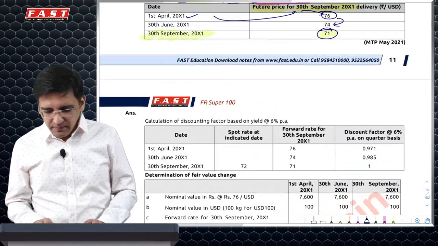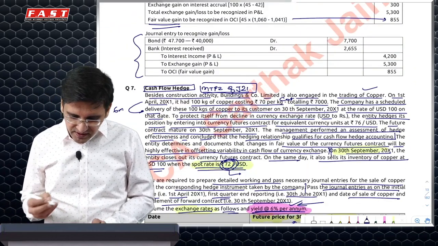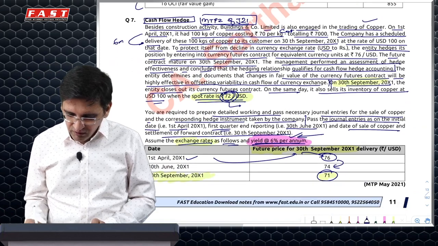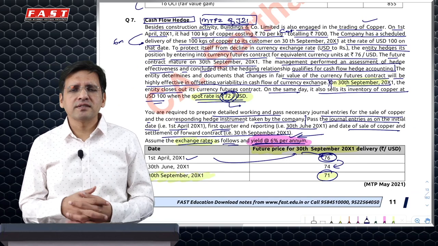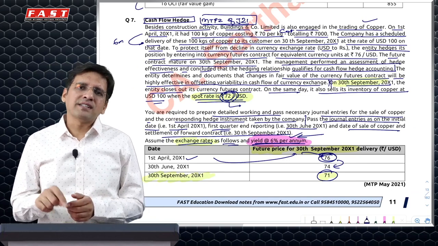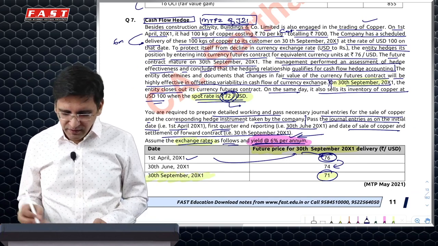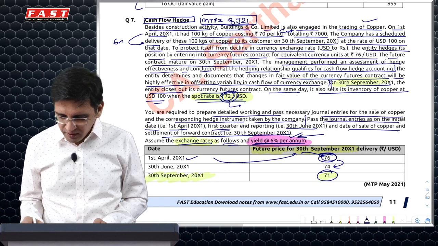Actually speaking, your selling price should have been 7600, which was decided on the very first day when you took a forward at 76. That day itself you knew that 76 is what you are going to get against these $100. But why is it 7700 in this case? Because there is a difference between the 72 and 71.